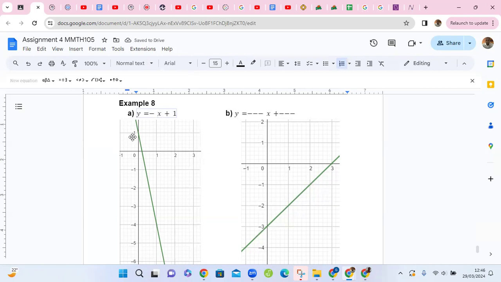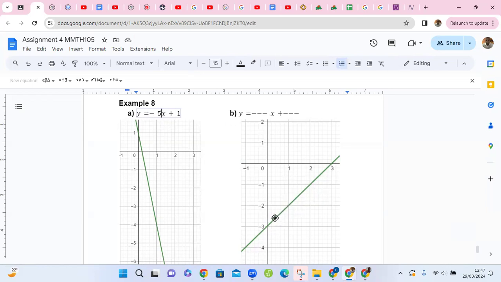And by how much again? Let's increase x by 1 and see what we've got to do. We've got to go down to meet the line, to meet y. By how much? 1, 2, 3, 4, 5. So the gradient is negative 5. So here is the equation: y is equal to negative 5x plus 1.